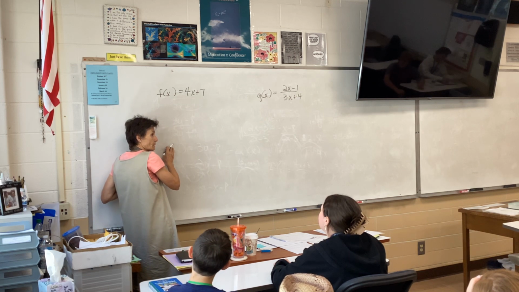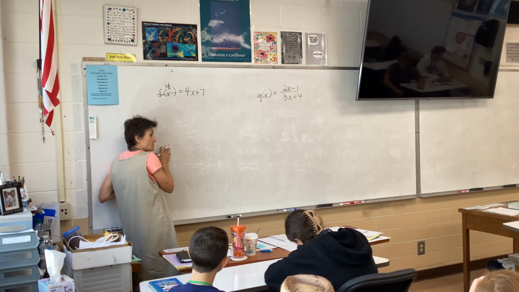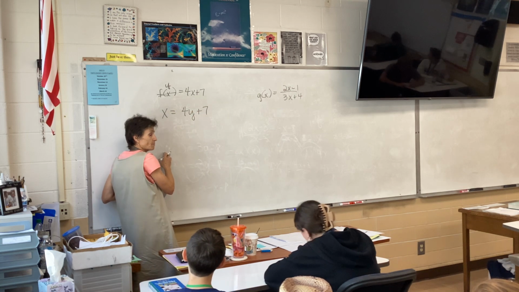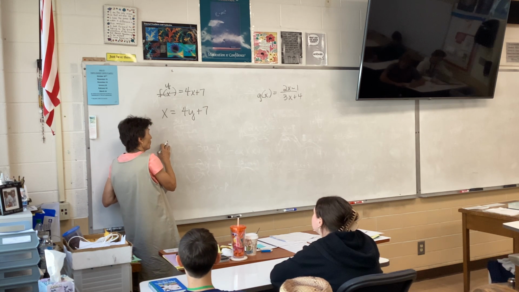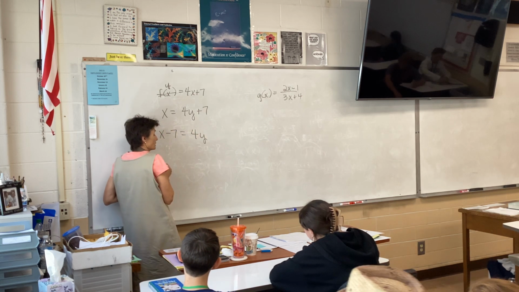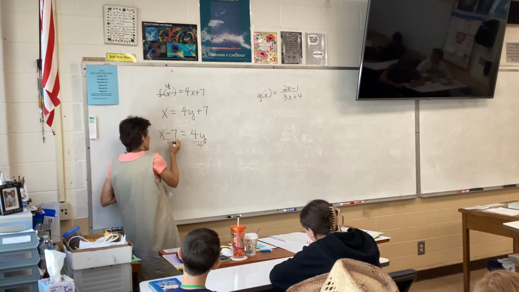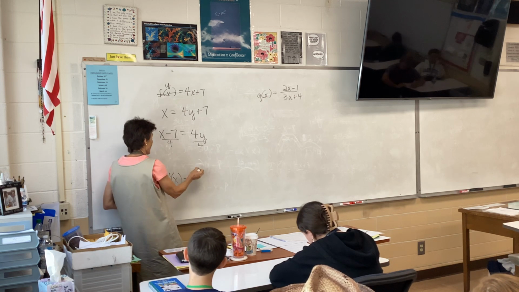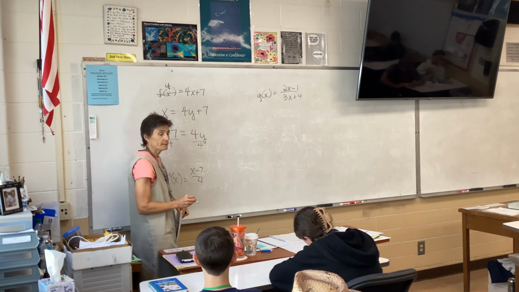What do we do? Make f of x, y, and then flip the x and y. So this is y, right? And then swap the x and y. So then x equals 4y plus 7. Right? Now what? We're getting y by itself. So we're going to subtract the 7. Now what? Divide by 4. So in the answer blank where it says f inverse equals, you're going to write x minus 7 over 4. Easy.